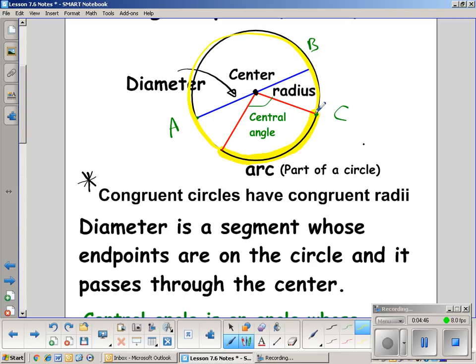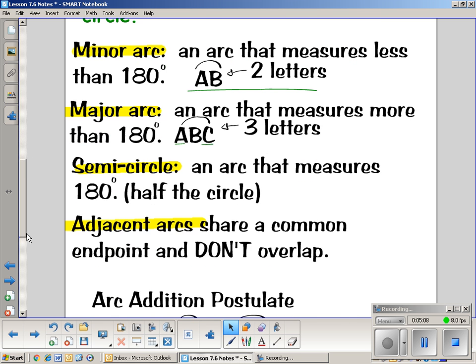Whoops. I'm sorry. I wasn't looking closely. Now that is arc ABC. It doesn't start down here at the red, it starts right there. Okay? Any questions on what a major arc is? How to label? How about a minor arc? Okay, let's move on then.